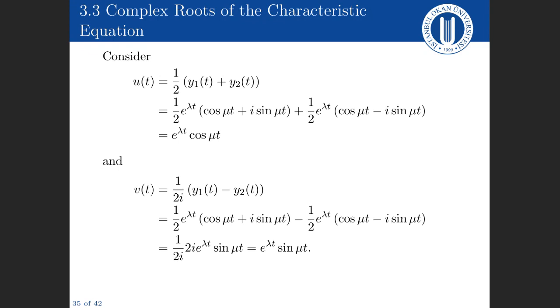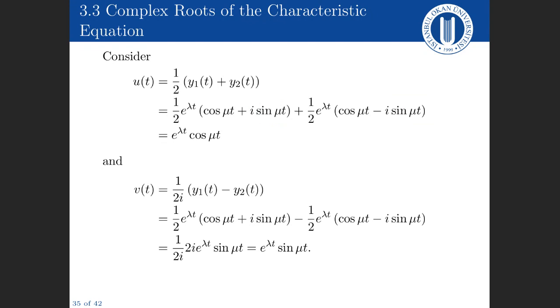Put the formula in. Go through the first one first. We have half y1, so half e to the lambda t cos plus i sine, and then a half e to the lambda t cos minus i sine. We have plus sign and then minus. These are going to cancel out. And we're left with a half cos plus a half cos. A half plus a half is 1. We're left with e to the lambda t cos mu t.